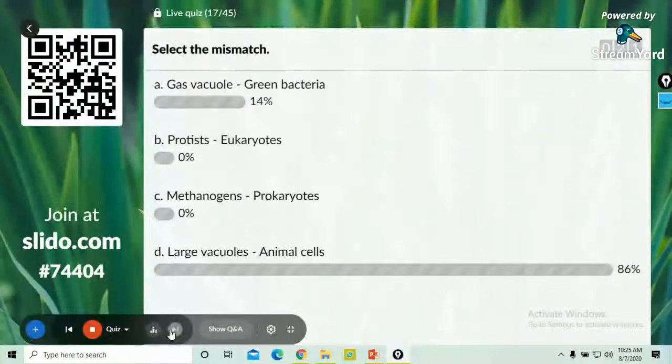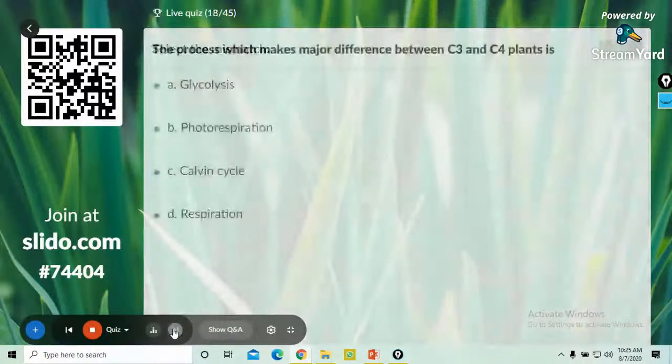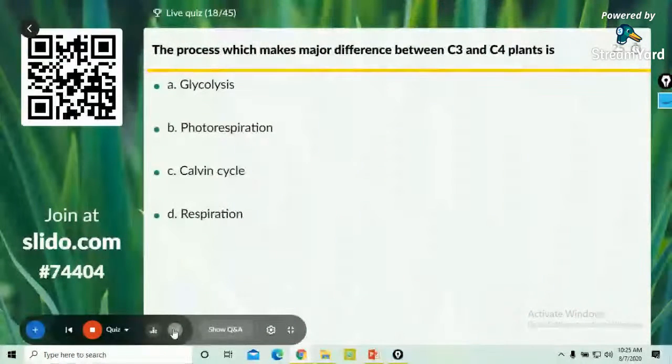Okay. So option D is the correct answer. 18th question. Again, a simple question from the chapter Photosynthesis. The process which makes a difference between C3 and C4 plants is option A, glycolysis, B, photorespiration, C, Calvin cycle, D, respiration.